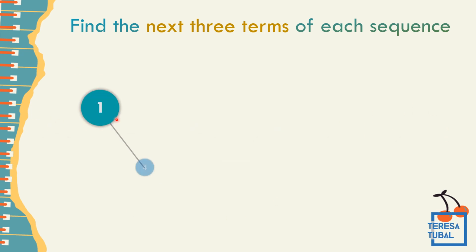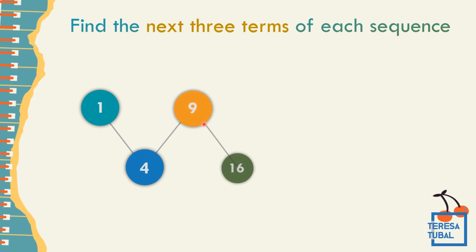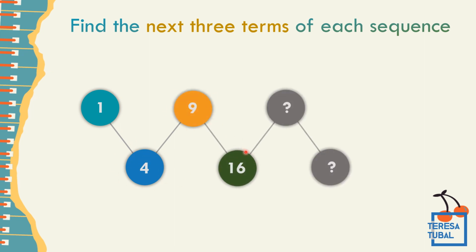We have the first term, that is 1, second term 4, third term 9, fourth term 16. So, obserbahan natin. Number to be added kaya? Try natin. 1 plus 3, 4. 4 plus 3, 7. So, cannot be. So, hindi number to be added. Number to be multiplied kaya? 1 times 4, 4. 4 times 4, 16. So, hindi po pwede. Hindi rin number to be multiplied.